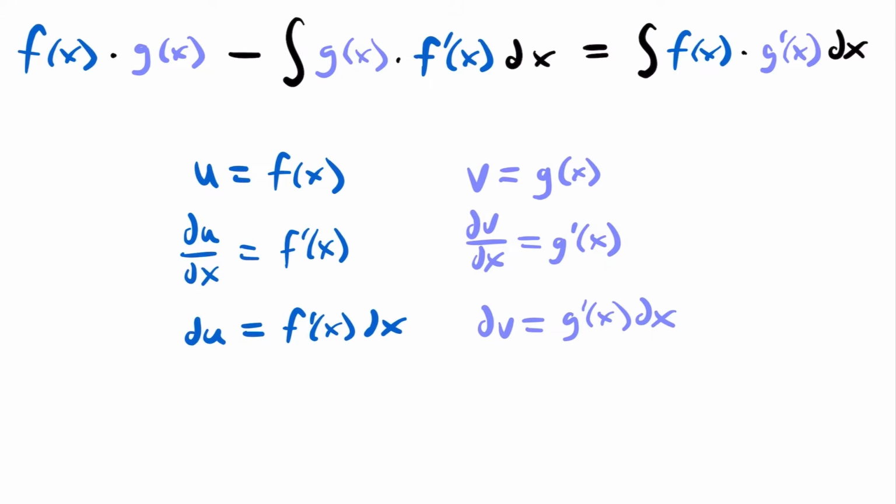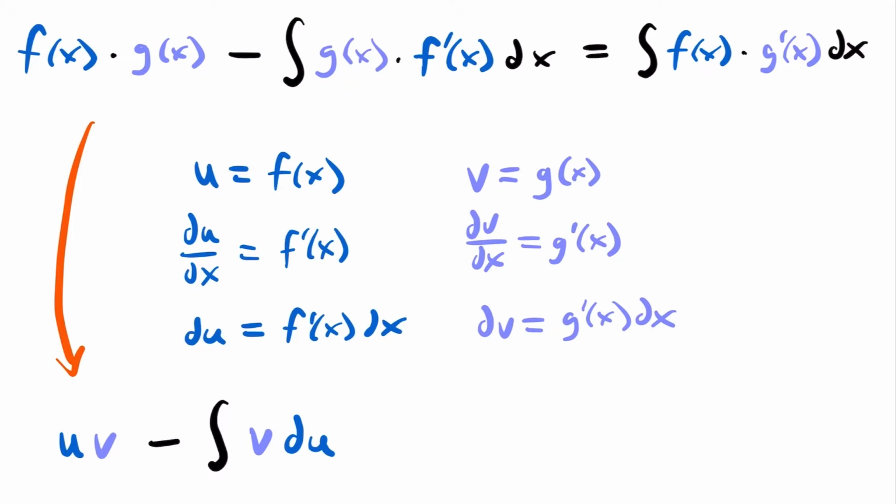And so let's replace f of x with u and g of x with v. So if we rewrite this equation down here, we will have u times v, and then we will subtract the integral of g of x, which is v, so we will have v, and then that is multiplied by f prime of x dx. And we know from right here that f prime of x dx is equal to du, and so we will have v times du, and that will be equal to the integral of f of x, which is u. So we will have u, and then that's multiplied by g prime of x times dx, which we know is equal to dv. And so we will rewrite that as dv.